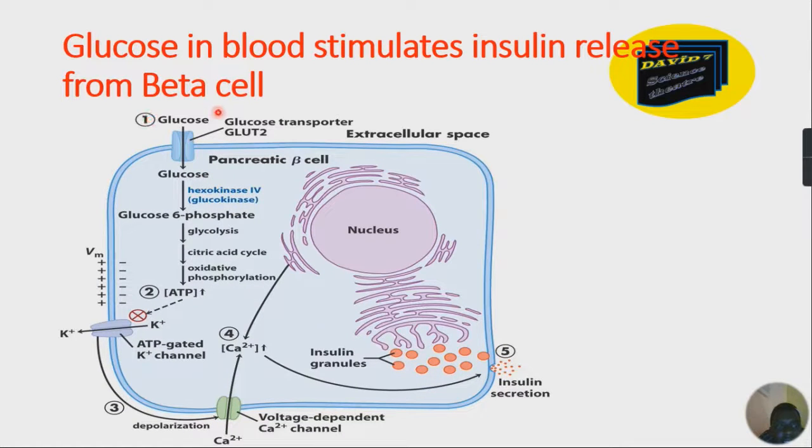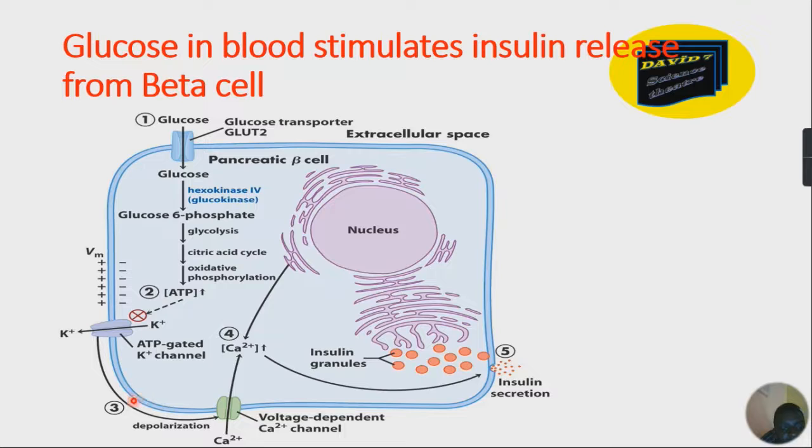When you have glucose in the arterioles that supply the pancreas, this glucose will enter the beta cells through the GLUT2 transporters. Through glycolysis, the citric acid cycle, and oxidative phosphorylation, we end up with increasing levels of ATP. When ATP rises, it will block the potassium channel which pumps potassium from inside the cell to outside. When it inhibits this channel, potassium ions rise inside and cause membrane depolarization.